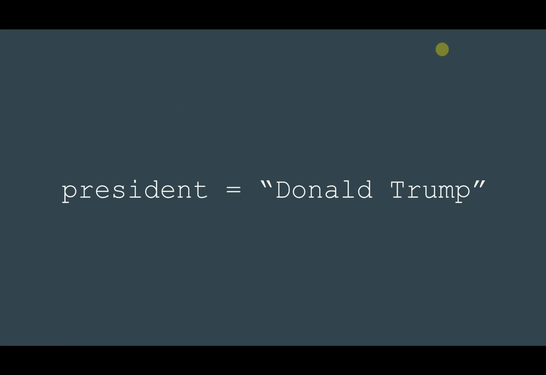If you want to look at this from a programming aspect, you can see we have a variable and we assign it a string, Donald Trump. So we have our variable president and we use the equal sign to assign it the value Donald Trump. And we know this is a string because it's enclosed in quotes. That's how Python identifies a string.